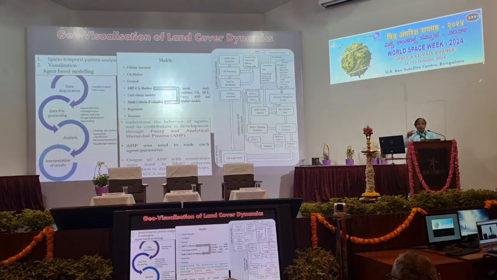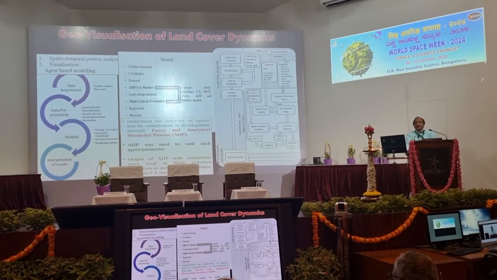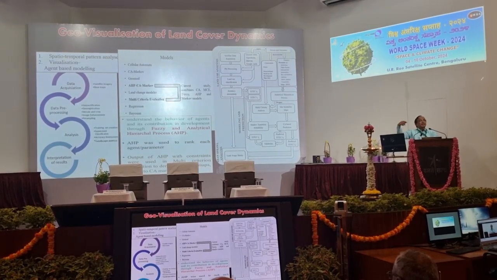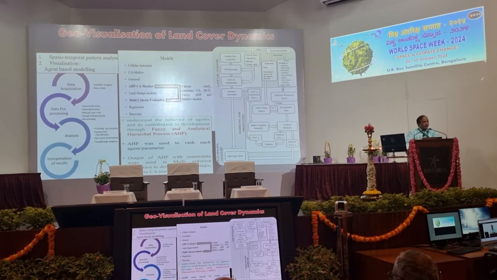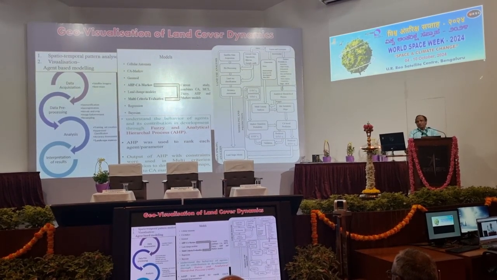Now, we can also predict what is likely to happen because we have the data from 1970 onwards. Understanding the pattern of change, you can say what is likely to happen 10 years from now or 20 years from now.